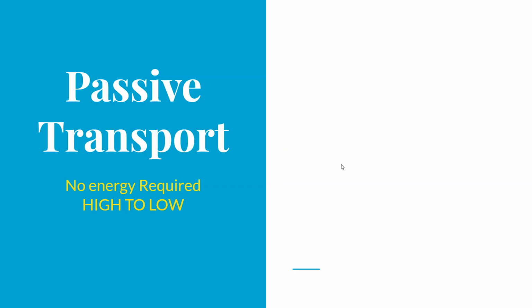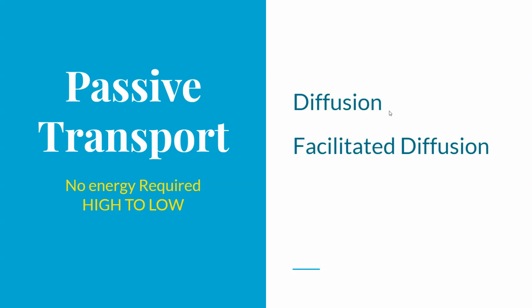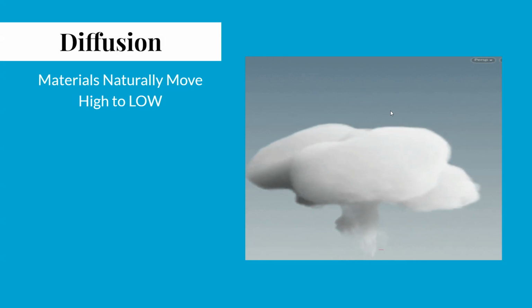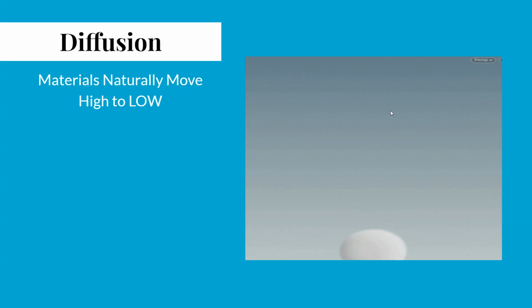All right, so now that we've seen the difference between active and passive transport, we're going to just focus on passive transport. So again, passive transport is going from high to low, down the gradient, no energy required. And so there are going to be three types: diffusion, facilitated diffusion, and osmosis. So diffusion is the simplest, and technically all of the passive transports can be called a type of diffusion.